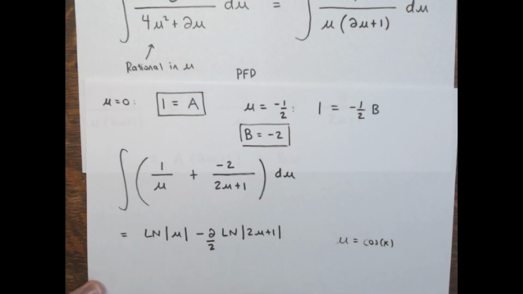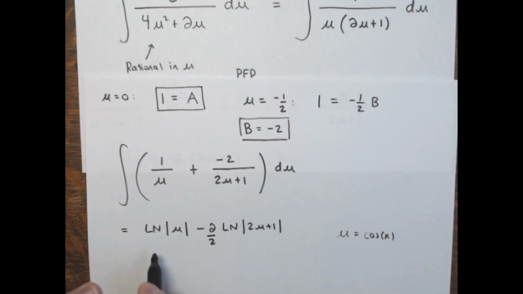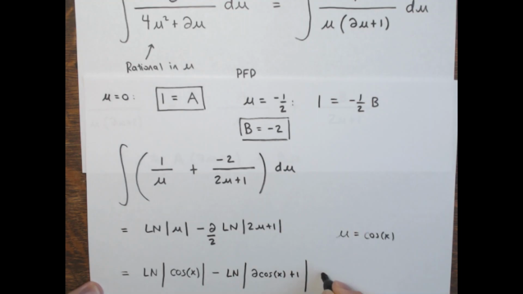Right? I said earlier I had u replace cosine x. So I'm going to go back to the original variable. So our final result here is the natural log of the absolute value of the cosine of x, then minus 1 times the natural log of the absolute value of 2 cosine x plus 1. All right, and I'm done integrating. It's an indefinite integral, so I throw on plus any constant there, and here we go.